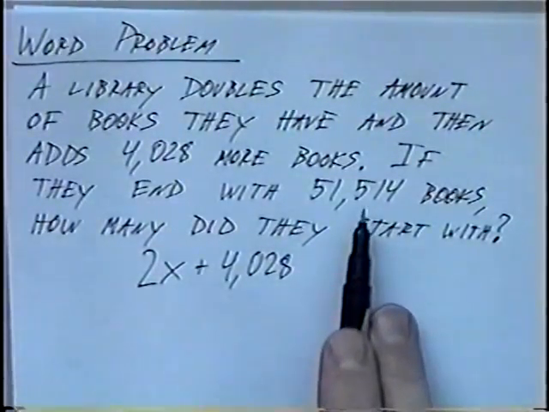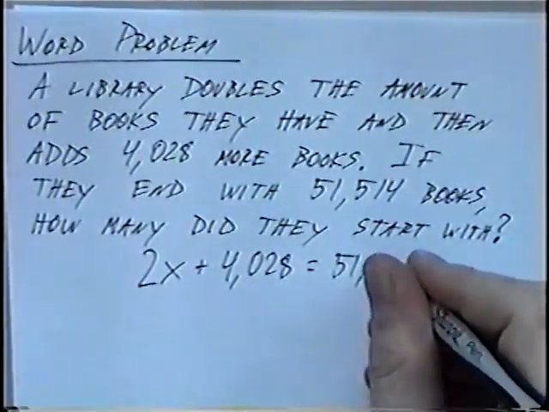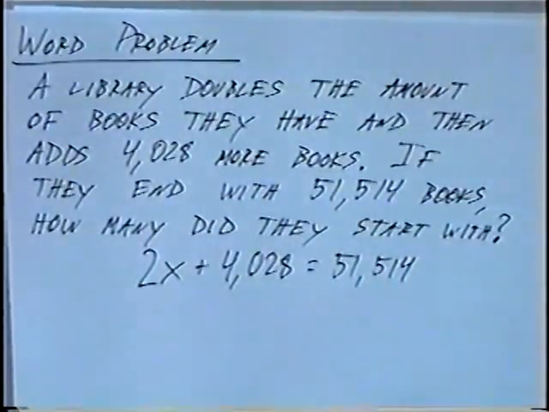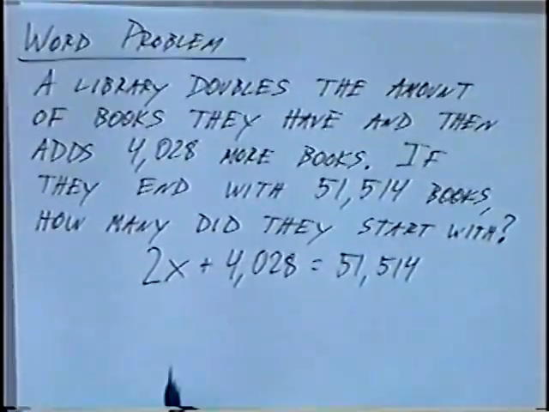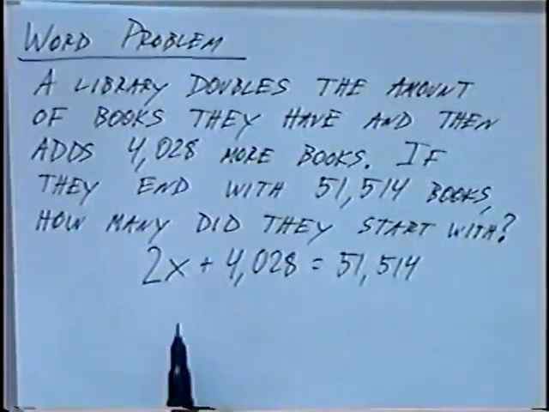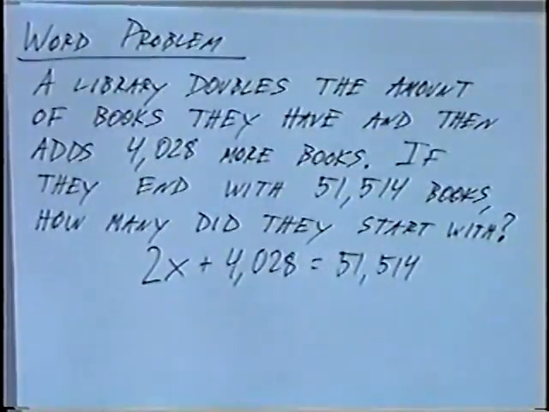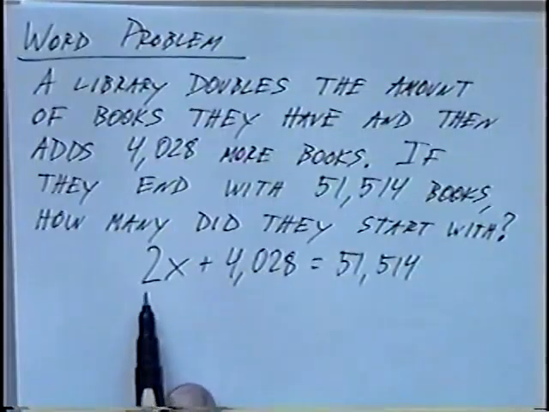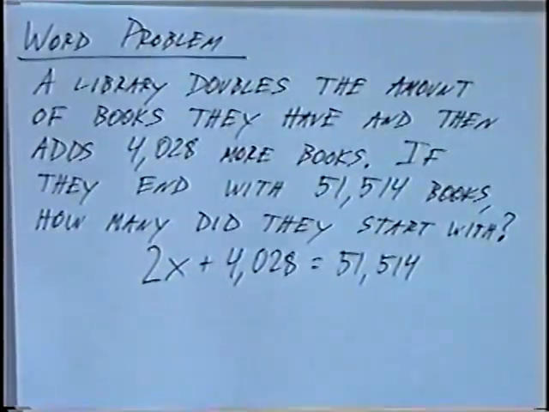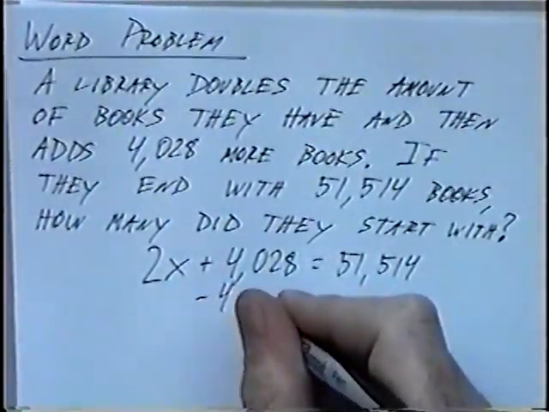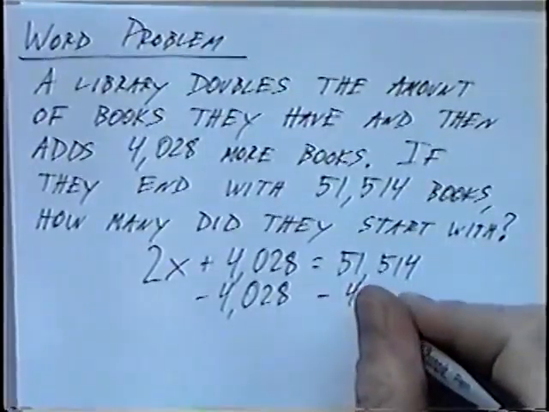And once they had that, they had a total, or equals, 51,514. So taking the word problem, we can write an equation using a variable like x. Solving this, we can find out what x is, or how many books they started with. Again, we want to get x by itself, so the first step, adding 4,028, we can cancel that by subtracting 4,028 from both sides.